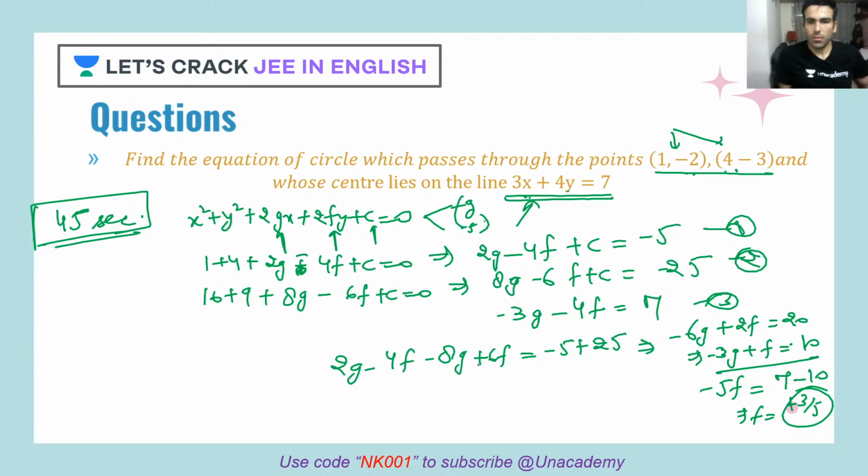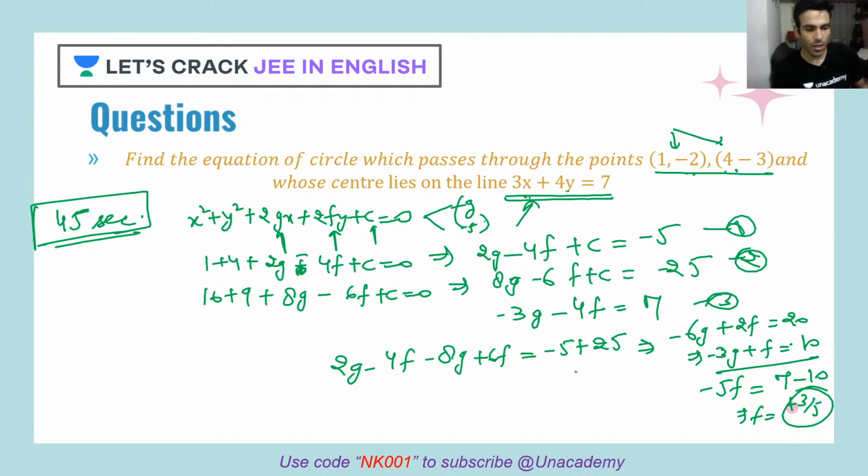And this is minus, so 25. Okay, so 25 minus 20, perfect. So I have minus 6g plus twice of f is equal to 20, and minus 3g plus f is equal to 10. I can subtract. When I subtract, what do I get? I get this cancelled out, so I have minus 5f.